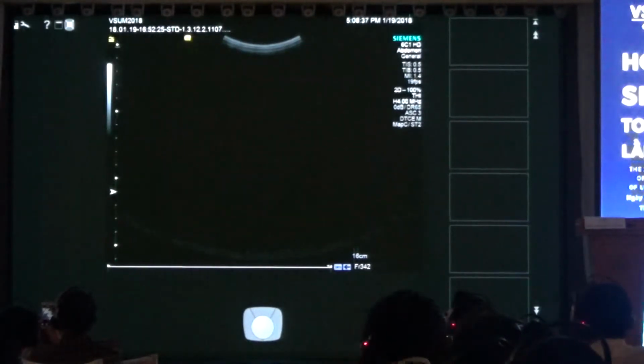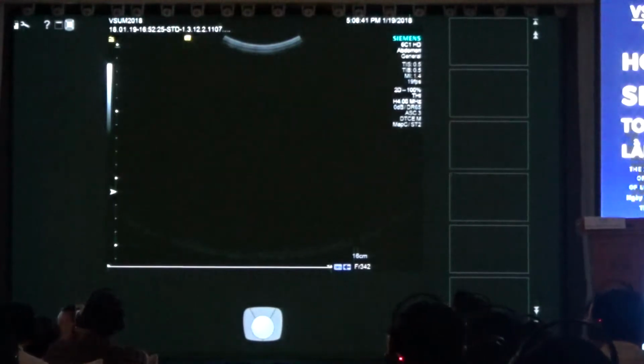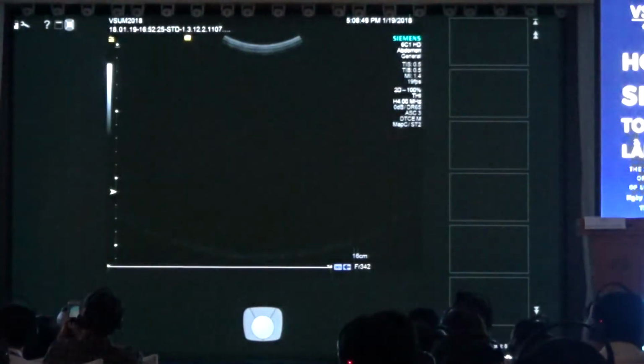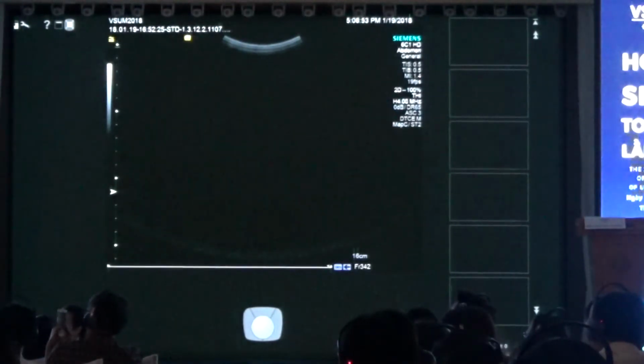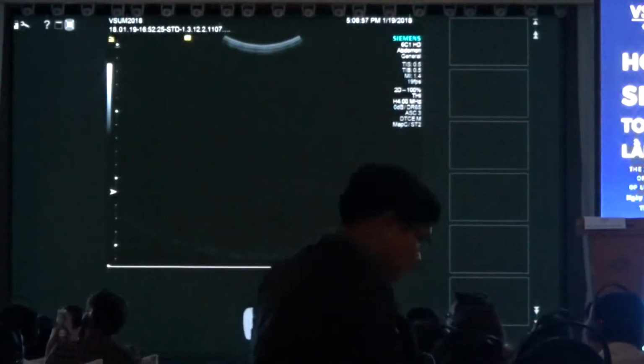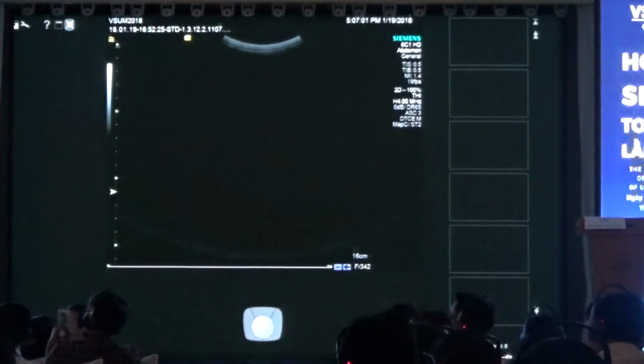So for the shear wave elastography of the liver, we should optimize our patient, because pushing the button for a number is so easy, a monkey could do it. But the preparation beforehand is so important that we think and optimize our patient.